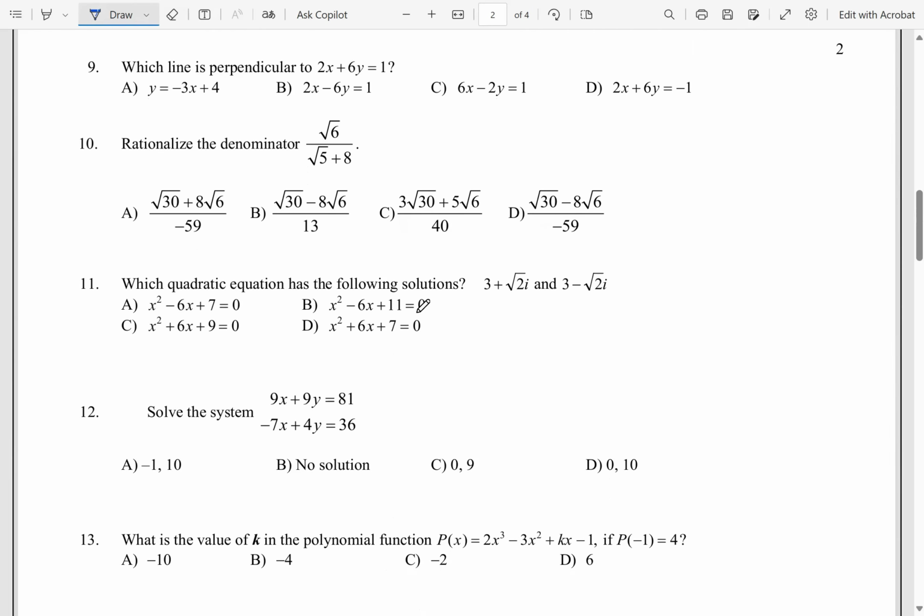Question number 9. Which line is perpendicular to the line 2x plus 6y is equal to 1?